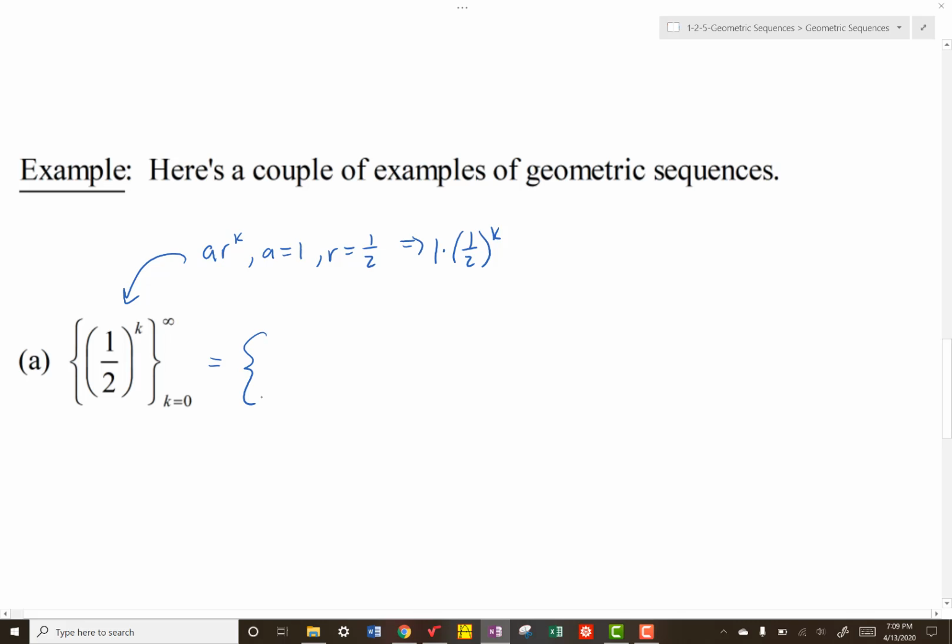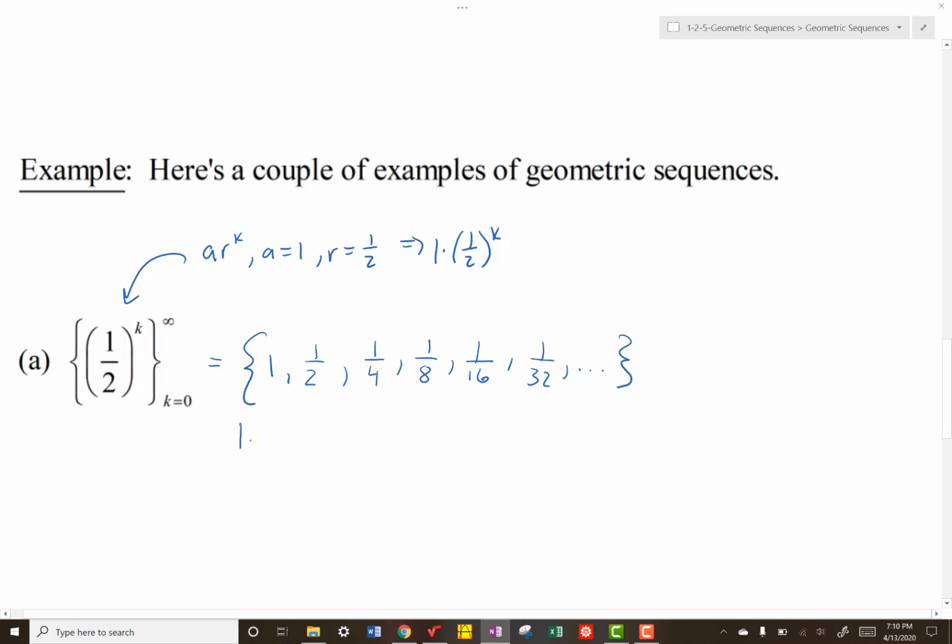Let's write out a few terms here. So if k is 0, we get 1. There's our a value like we already wrote down. K is 1, we get 1/2. If k is 2, we get 1/2 squared, which is 1/4. If k is 3, we get 1/2 cubed, which is 1/8. And then a 16th, 32nd, and so on and so on.